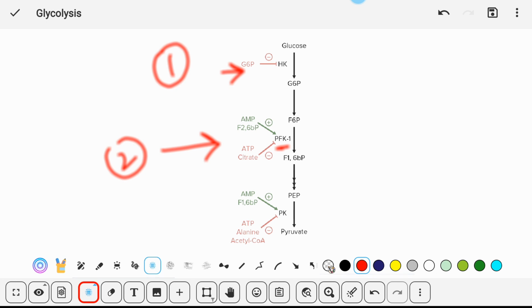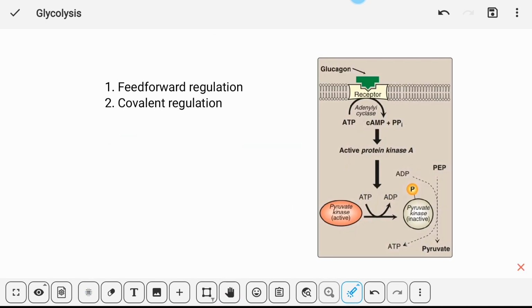We have discussed two of our regulated steps, and now it's the turn for our third regulated step, which involves the enzyme pyruvate kinase and also is the final step of glycolysis. Pyruvate kinase is also regulated in two ways. Firstly, by feed-forward regulation, and secondly, by covalent regulation.